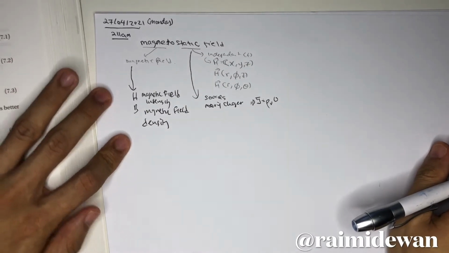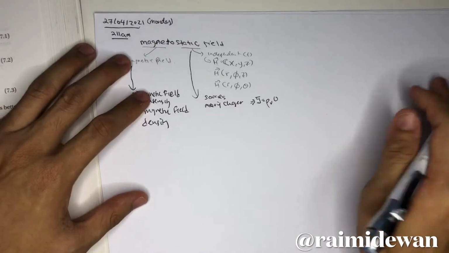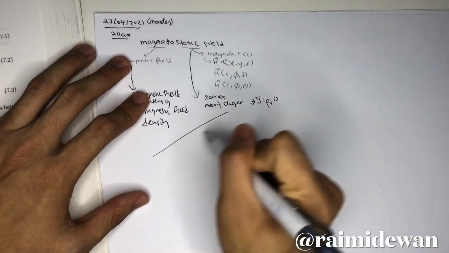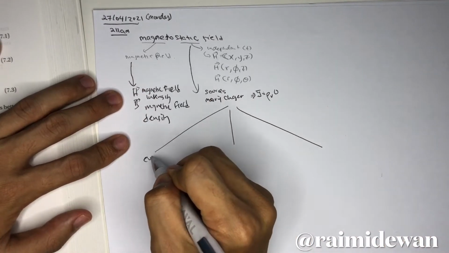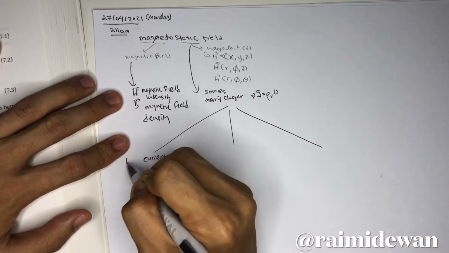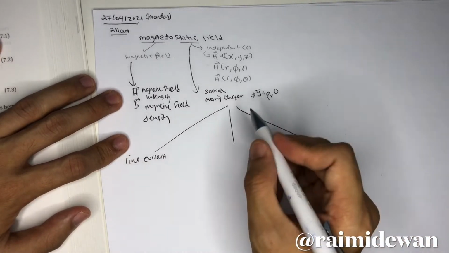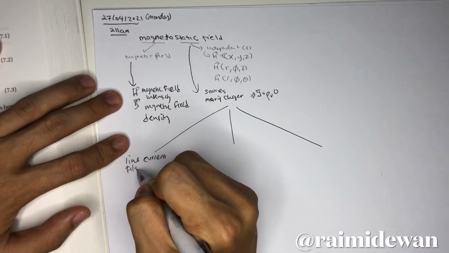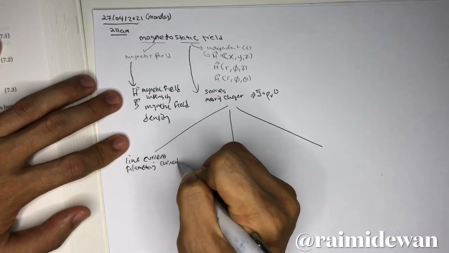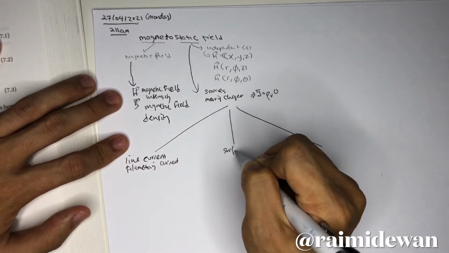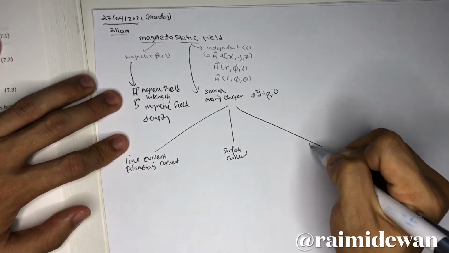Of course, this is a vector. So what we are concerned with are three natures of current. The first is line current, which we can also call filament current, or filamentary current, but it's actually a line. The next is your surface current, and the last one is your volume current.